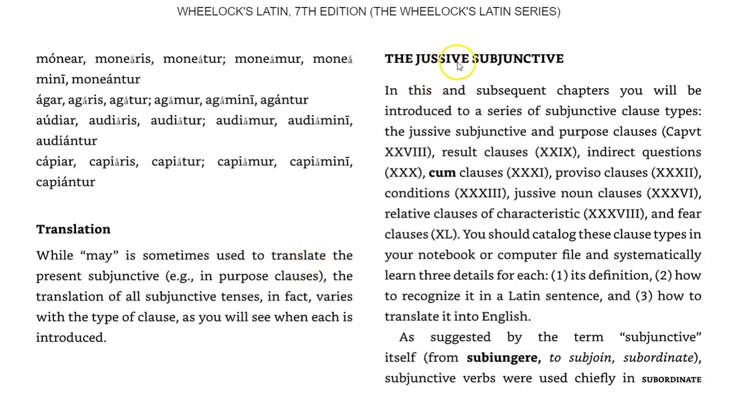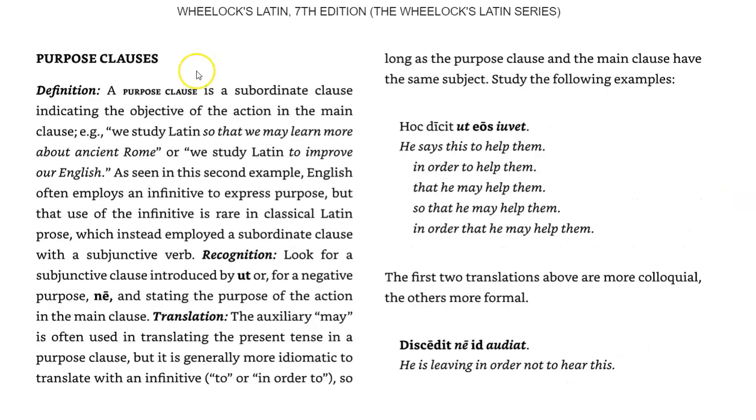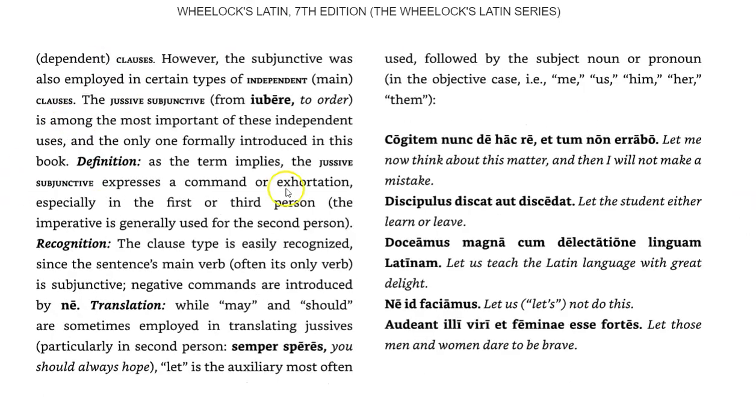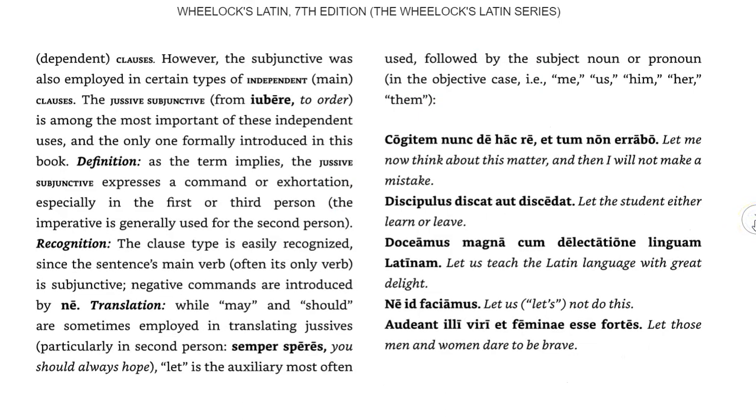There are two kinds of subjunctive clauses in this chapter that we need to learn. As we mentioned earlier, Latin uses the subjunctive a lot more than English. There are different kinds of clauses that need to be learned, but we don't need to worry about those this semester. The two in this chapter are the jussive subjunctive, and if we turn the page here, purpose clauses. Once again, when you read the material in this chapter, you'll see the difference. Jussive is basically giving a command, and we'll have to translate it accordingly.